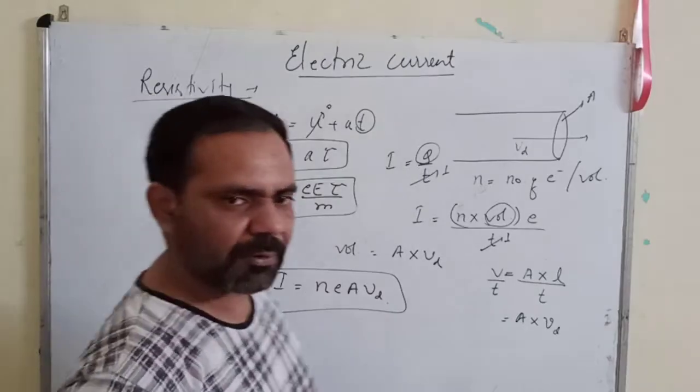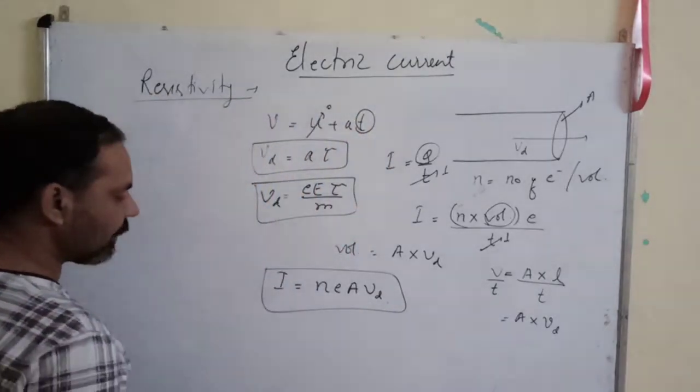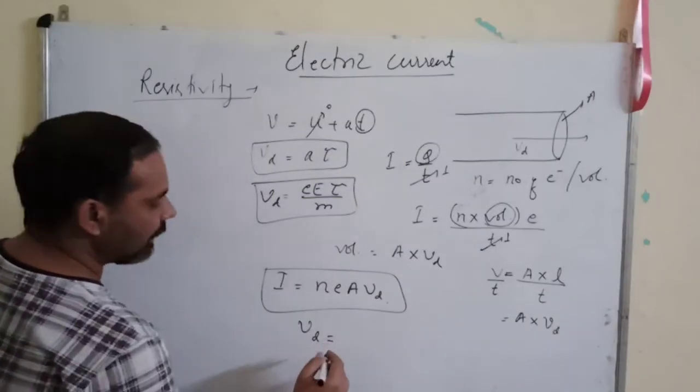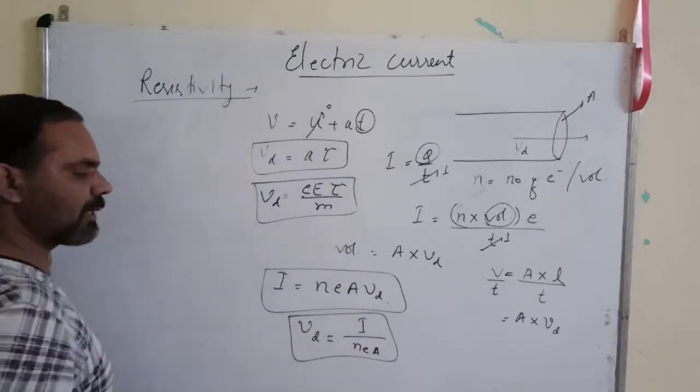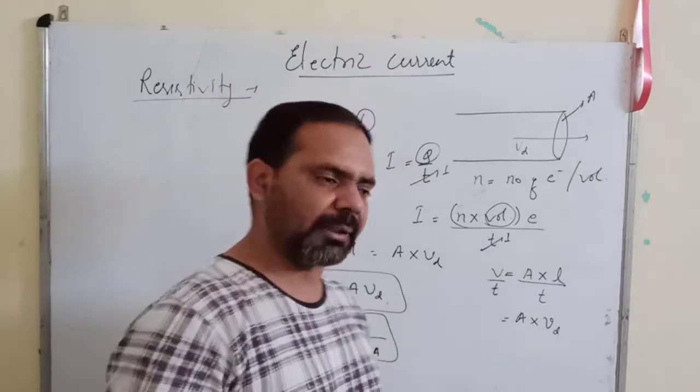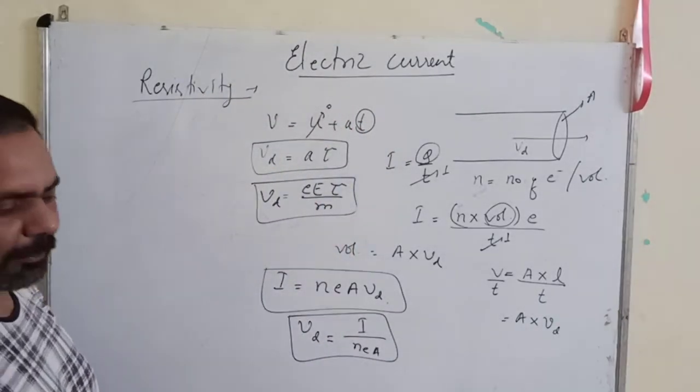This is the expression for the electric current, and from here you can find another expression for Vd. Vd equals I upon NEA. This is another expression for the drift velocity, I upon NEA.